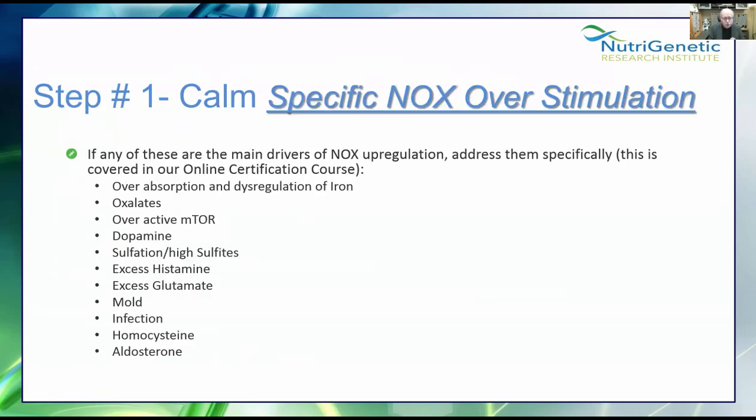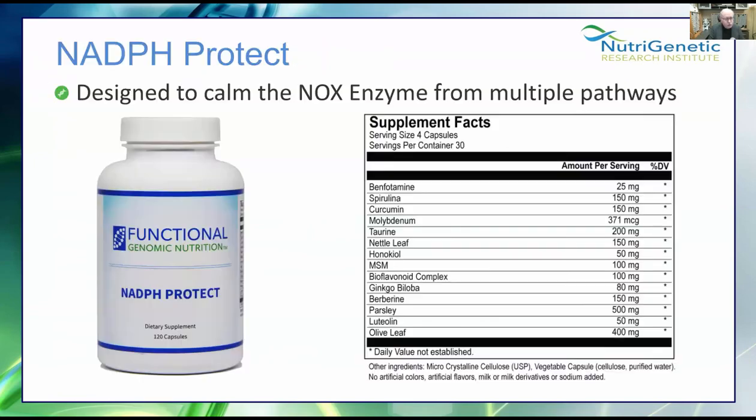I'm not going to read all this, but step one, calm specific NOX overstimulation. We went through all that. Interestingly, this is a formula called NADPH Protect, and we're not going to go through the whole thing, but this was designed to calm down all of those pathways. And if you look at the ingredients, you'll see which pathways they're calming down, kind of like a shotgun approach. This could be called NADPH, or it could be called calm NOX. But this is designed to calm the NOX enzyme.